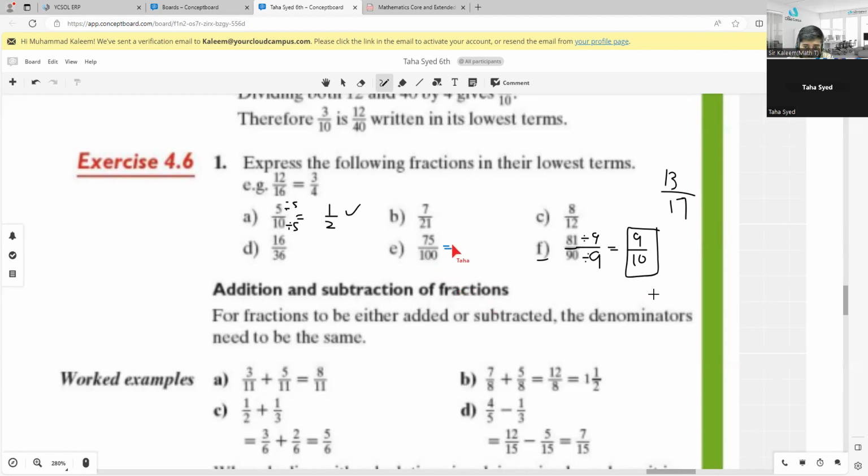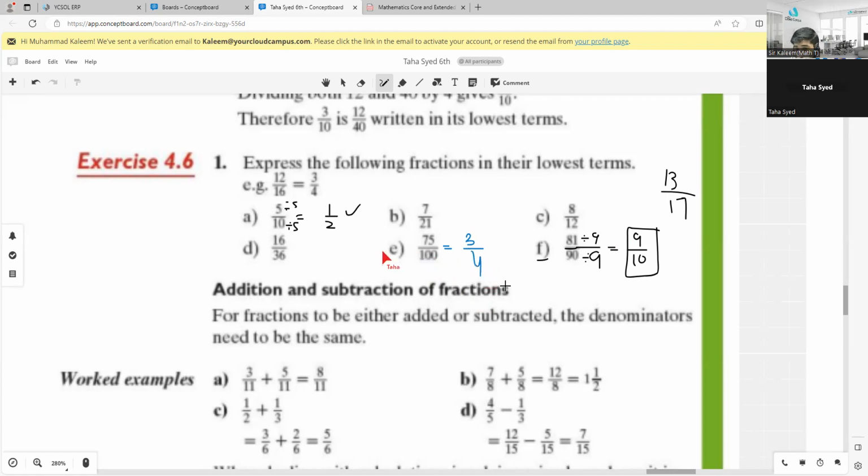Like this one, if we divide with 25, you can clearly see both are divisible by 25. So yes, 4 over 3. That will be our simplest form. 4 is divisible by 2 again, but 3 is not divisible by 2, so we cannot divide it further. Did you understand, Taha, what I am saying?